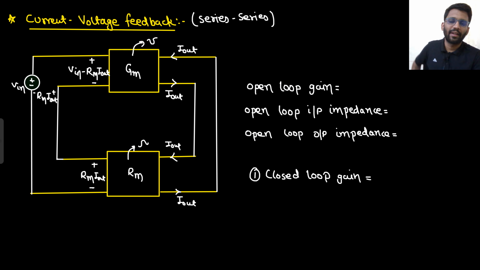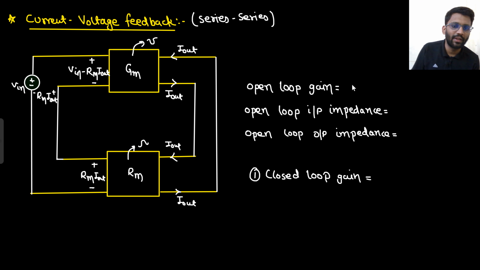Let's move on to our next feedback topology, that is current voltage feedback topology. So output current is going in, output current is fed back, and then output current is sampled and it is fed back towards the input in terms of voltage. So input is voltage and output is current this time. Input is voltage and output is current. So this will have mho and this will have ohm as a unit, right? Current is sampled and it is fed back in terms of voltage to the forward gain.